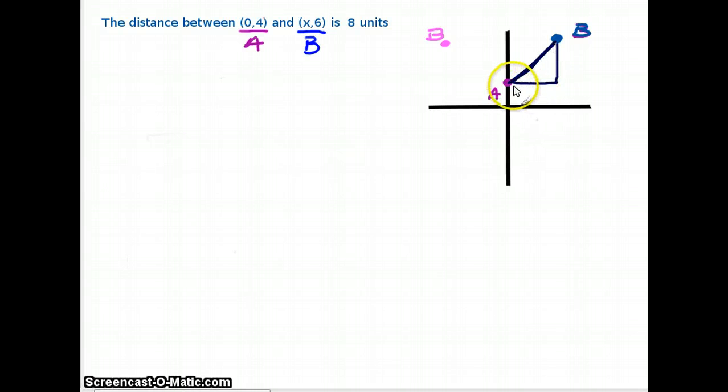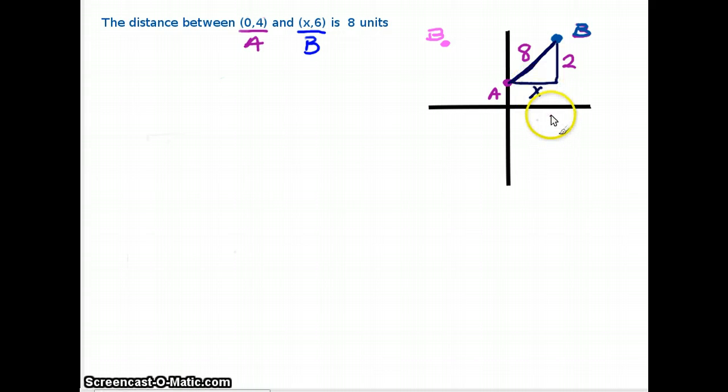And I know that the distance between these 2 points, which is always the hypotenuse of the triangle, is 8, and going up and down, I'm looking at y values. Well, I'm starting at a y value of 4 and going up to 6, so this side right here of this right triangle is 2. Well, that still leaves me with this question right here.